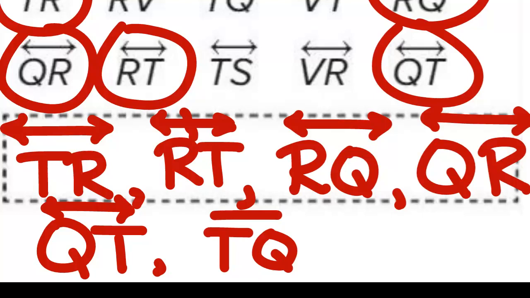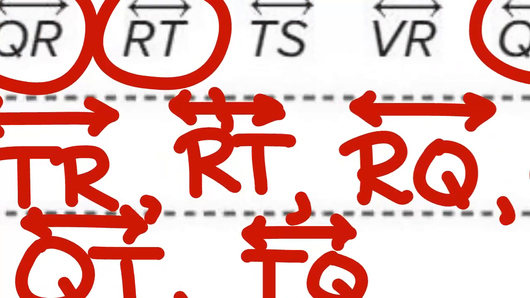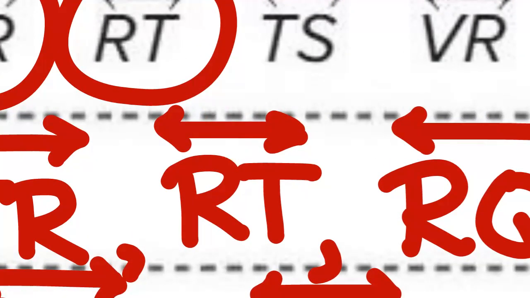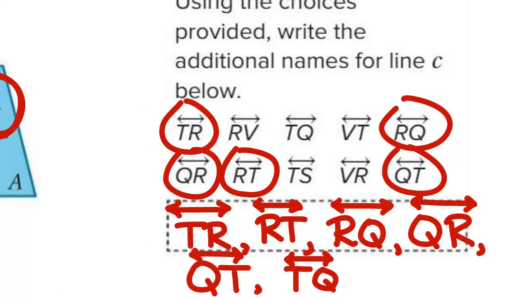Why is that one wrong? I didn't add the arrows. Without the arrows, it has a different meaning. Putting the arrows over the top is super important when I'm talking about lines. Just stay with me, dear. Sit up. All right. So that's all the different possible ways that I could name line C using the points that they've given me.